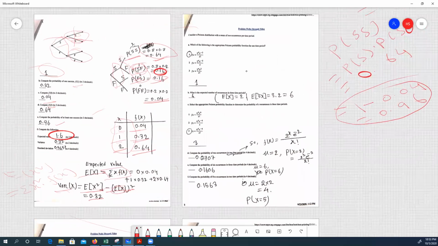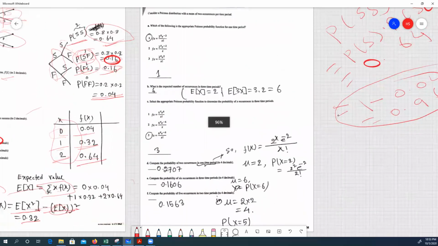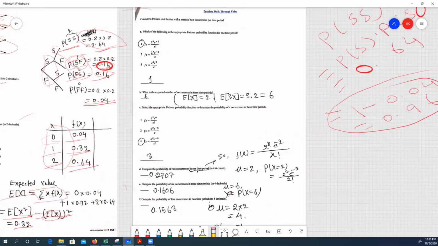Okay, so the next problem is this one. Consider a Poisson distribution with a mean of 2 occurrences per time period. So per one time period, the mean is 2. This is very important. Per one time period, the mean is 2. So this is a Poisson distribution, and for one time period, the mean is 2.